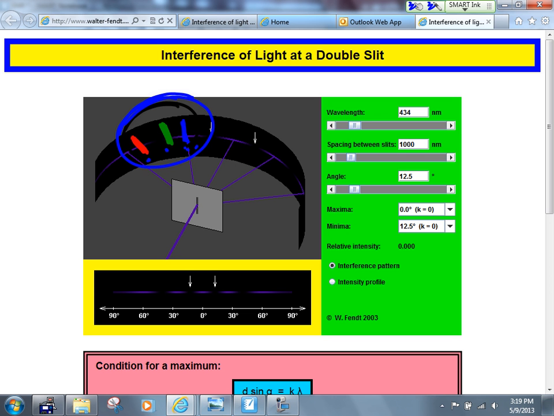Same thing on the other side. The first bright spot on the other side will also be a rainbow of red, orange, yellow, green, blue, indigo, and violet. The next bright spot will also be a rainbow of red, orange, yellow, green, blue, indigo, and violet.